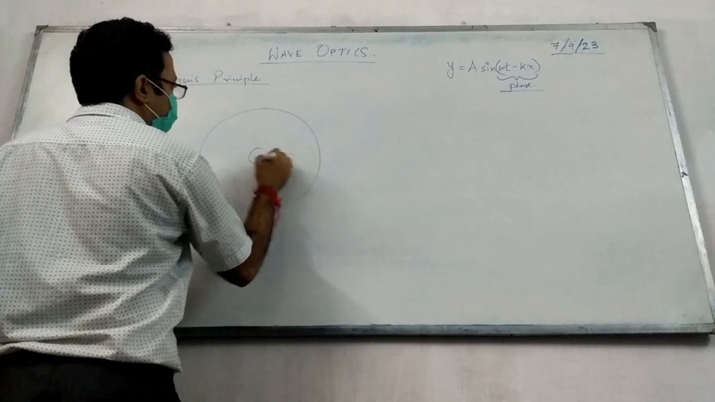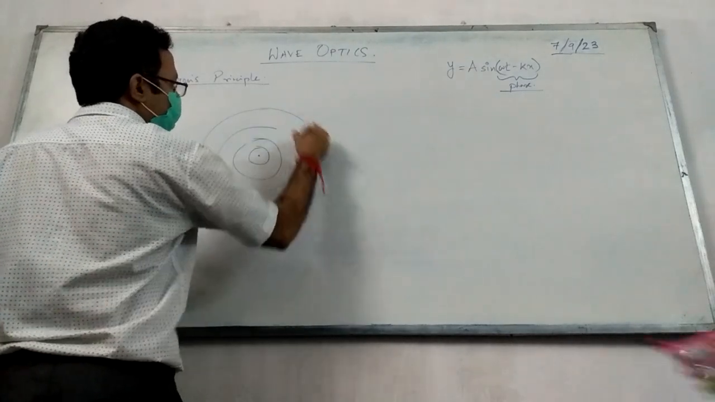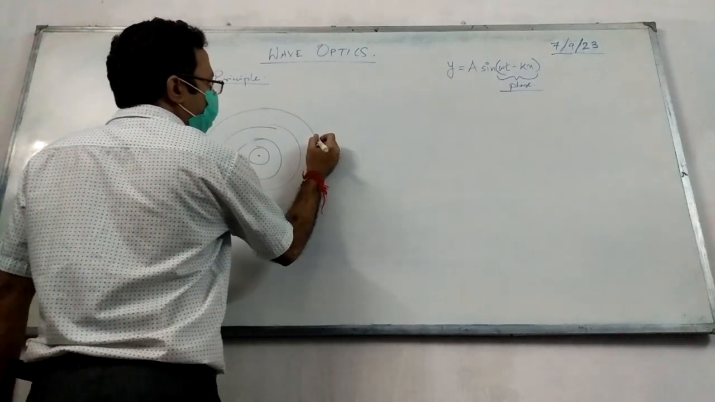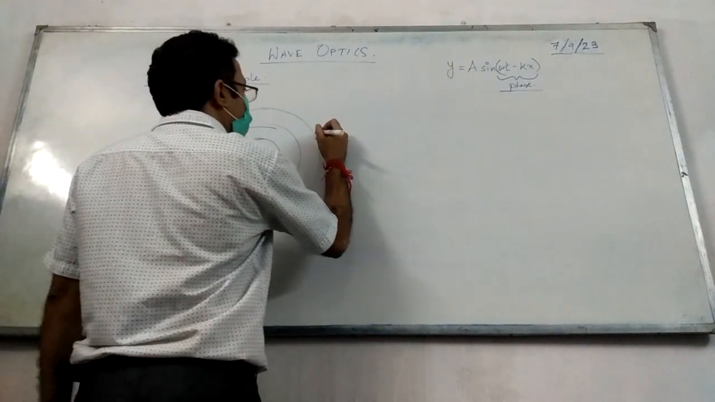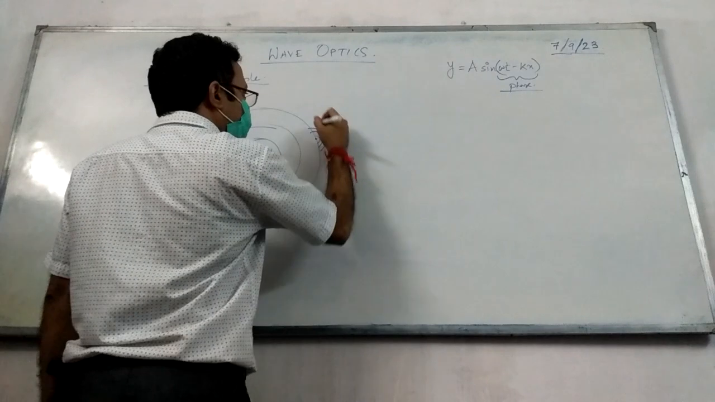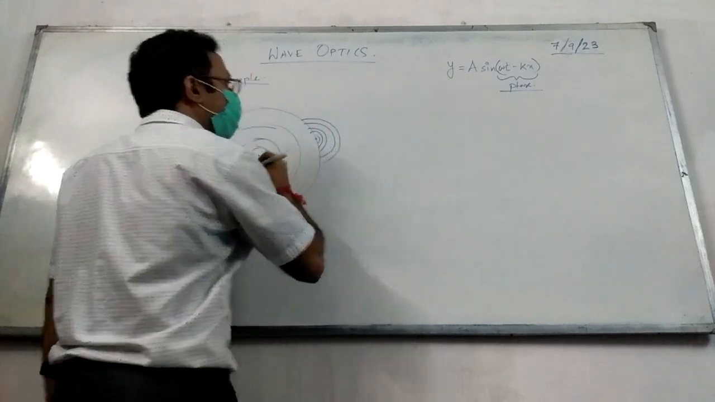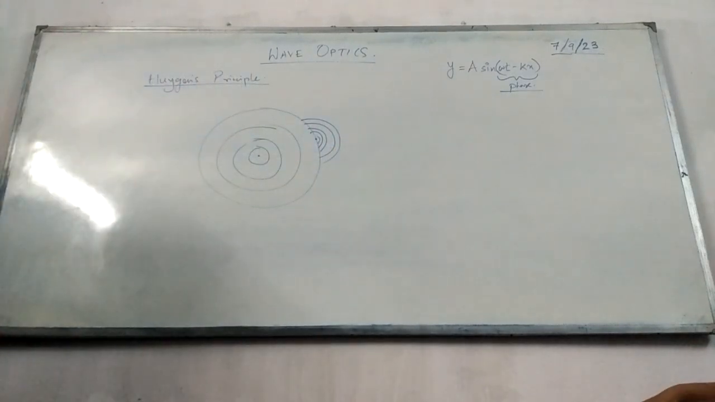Say this is a source and it is creating wave fronts. Okay? You take up any point on the wave front, that acts as a new source of waves. That acts as a new source of wave. So it creates smaller waves like this. Obviously, I'm trying to explain that.